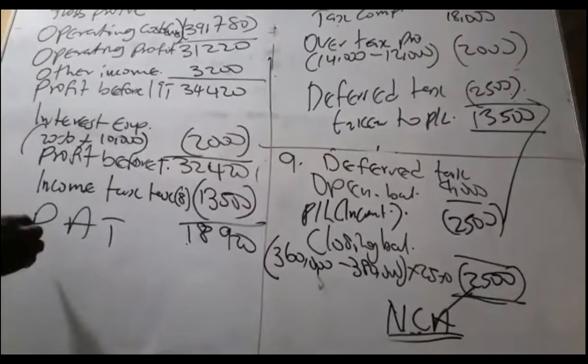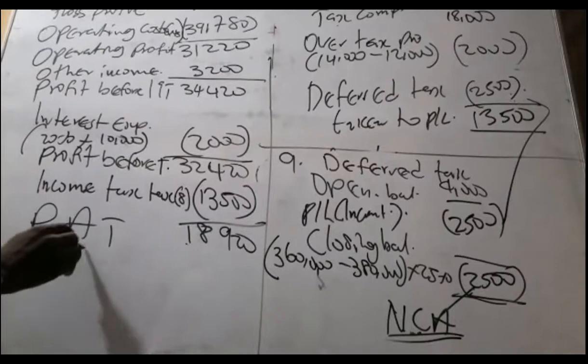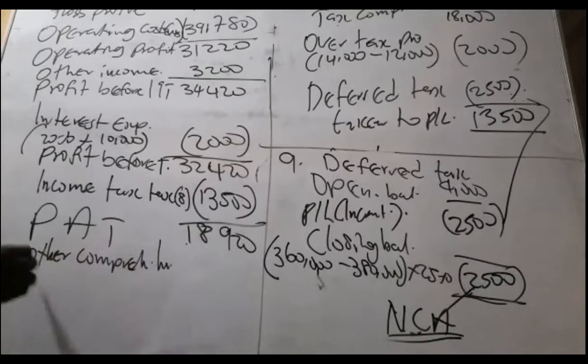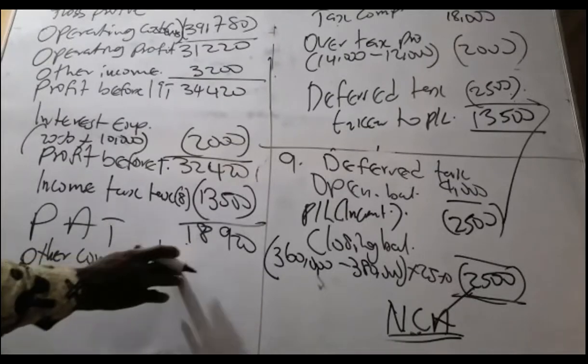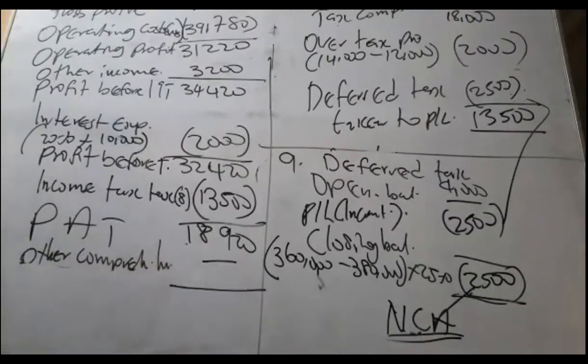18,920. Now you go to other comprehensive income. That side is not coming low. So let's see. Other comprehensive income. Can align it here, but there's no figure there. So it's dash. This question, there's no revaluation gain, right? You had a loss, so it's dash.